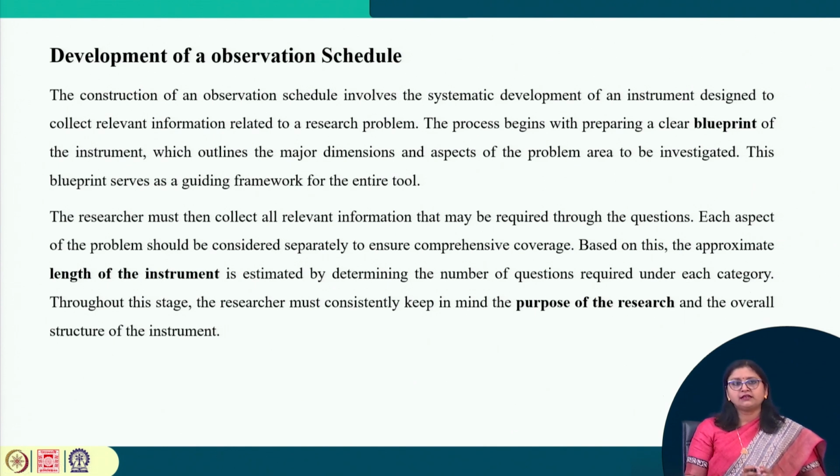So, after that the researcher must then collect all relevant information that may be required through the questions. Each aspect of the problem should be considered separately to ensure comprehensive coverage. Besides this, the approximate length of the instrument is estimated by determining the number of questions required under each category. Throughout this stage, the researcher must consistently keep in mind the purpose of the research. Do not forget the purpose of the questions.